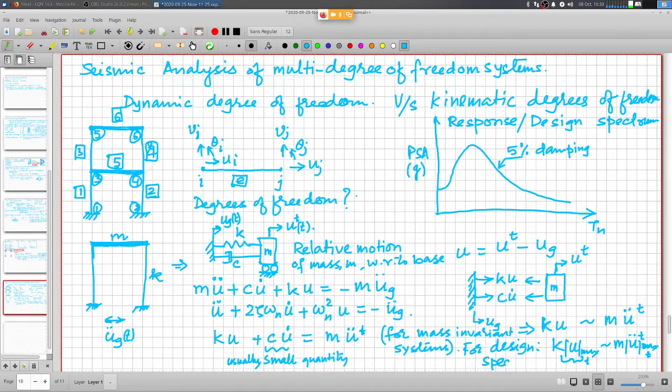This is what you have computed as spectral displacement, for natural frequency omega n. That's the maximum response, the relative displacement of the mass with respect to base. And this absolute maximum of the total acceleration is spectral acceleration.